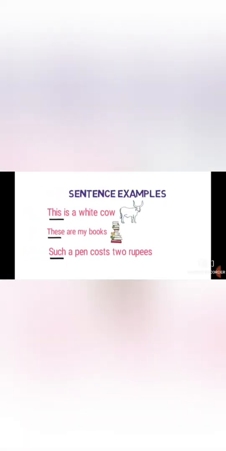This is a white cow. So this means ये सफ़ेद गाय है. Now you are pointing toward the specific thing. Cow is a specific word here. So this is used as a demonstrative pronoun. These are my books. Now you are talking about the specific books. So these is used here as a demonstrative pronoun. Such a pen costs 2 rupees. So such is here the demonstrative pronoun.